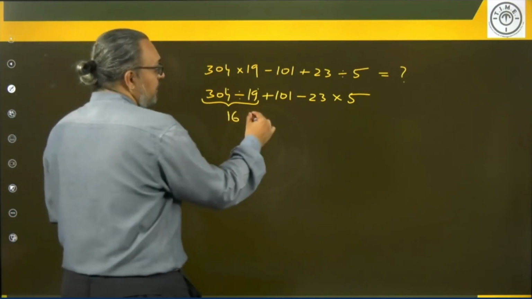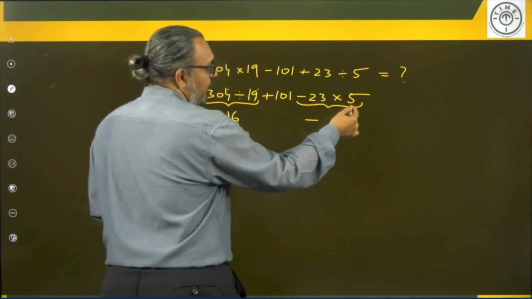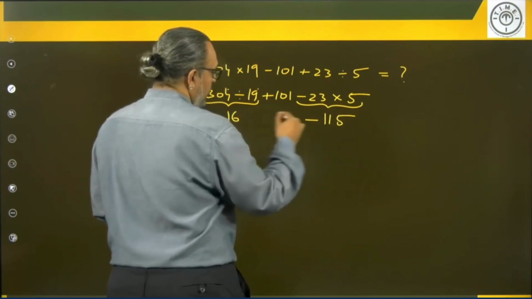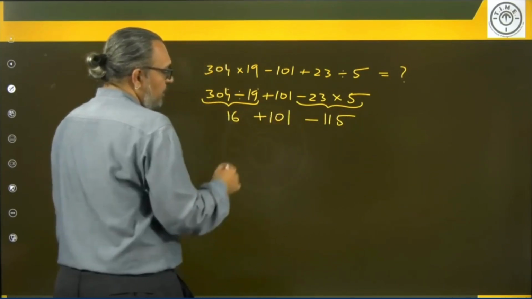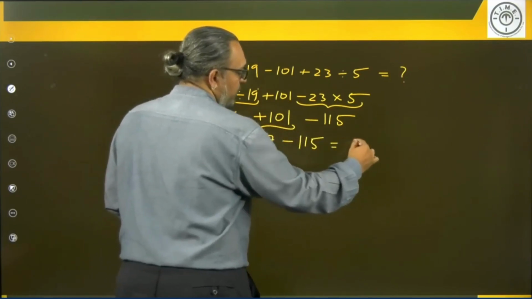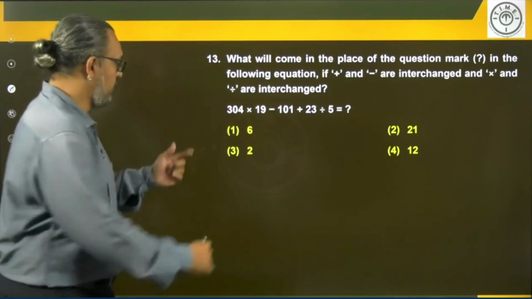So we get 16. Then here negative 23 into 5. So 20 into 5 is 100, plus 15, so 115. And this is plus 101. So basically here you are getting 117 and here you are getting 115. So my answer will be 2. So where is 2 given? Third option.